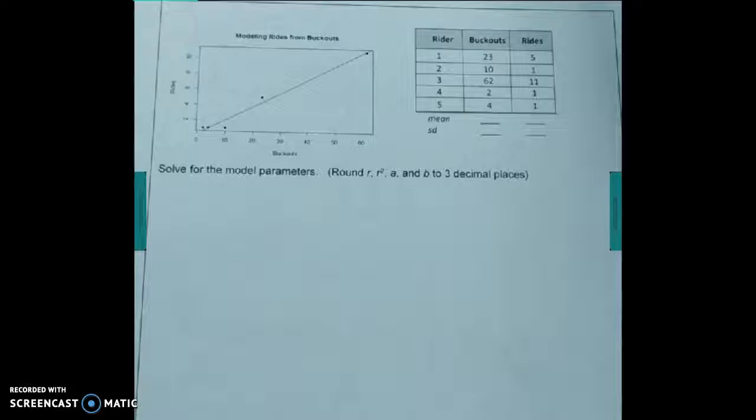Hey there, this is Mr. Alexander, and today I'd like to talk to you about calculator strategies as they relate to linear regression.